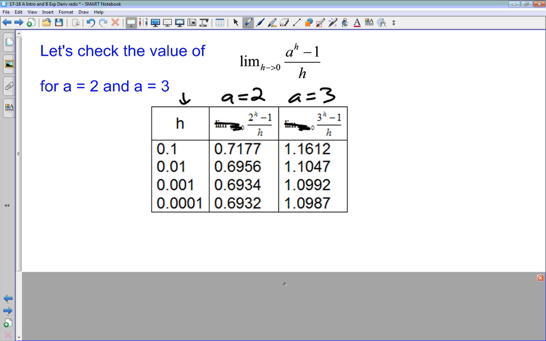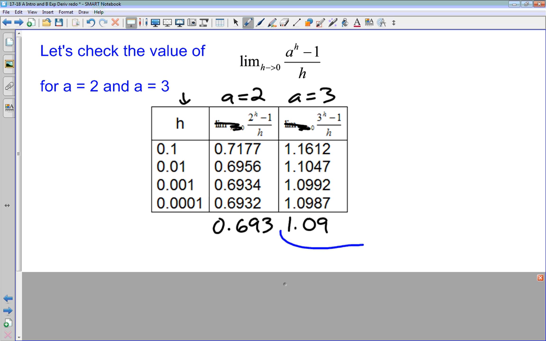So I tabulate these, and I can sort of see a trend in here. If a is equal to 2, my numbers all seem to be heading towards a number like 0.693, maybe. And if a is equal to 3, my numbers tend to be heading towards something like 1.09, somewhere in there. Now, what I can notice from here is that if I choose a equals 2, I get 0.693 for that limit. If I choose a equals 3, I get 1.09 for that limit.